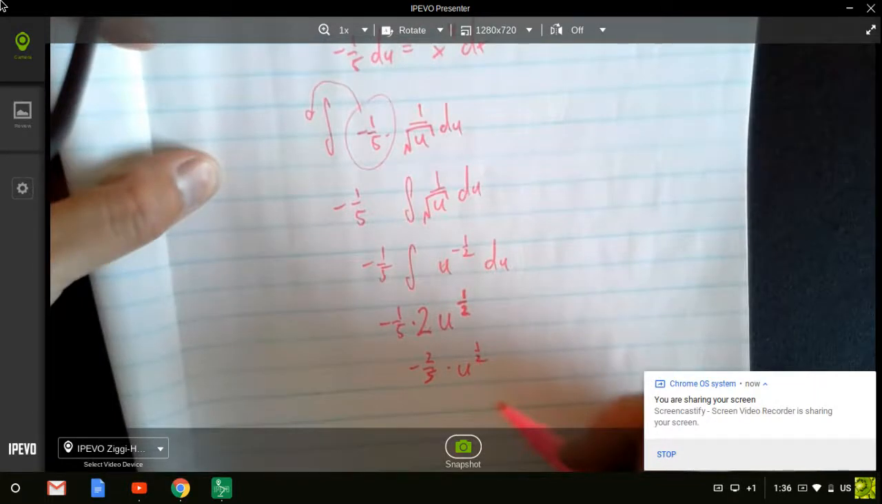Or you can rewrite this because it's 1/2. That means it's a square root. You can have negative 2 over 5 times the square root of 1 minus x to the 5th power. And there we are, okay?